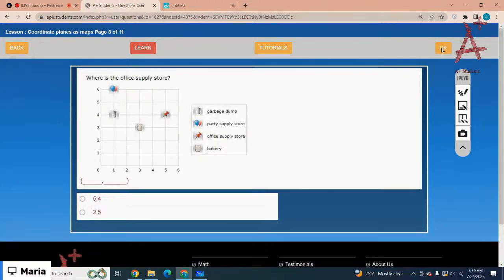Where is the office supply store? This is the icon. So here is the office supply store. Match it to the x-axis, it will be 5 and then y-axis is 4. So that means it is 5 and 4. The correct option is option number 1. That would be 5 and 4.